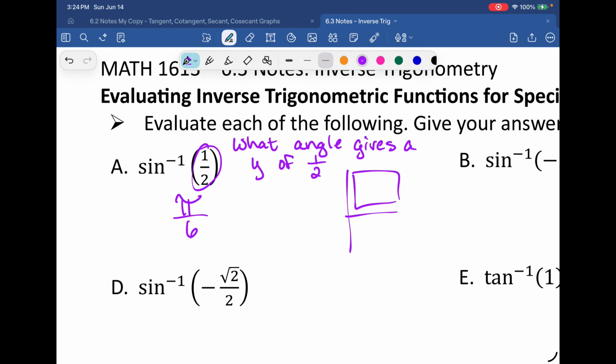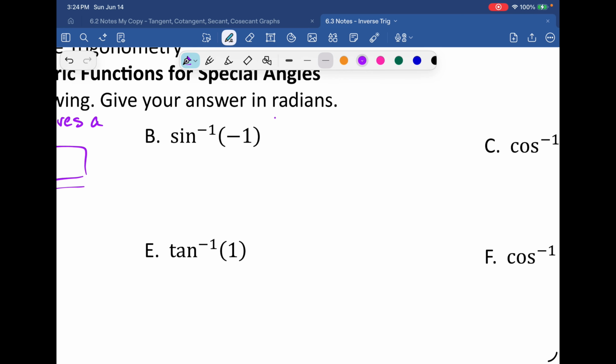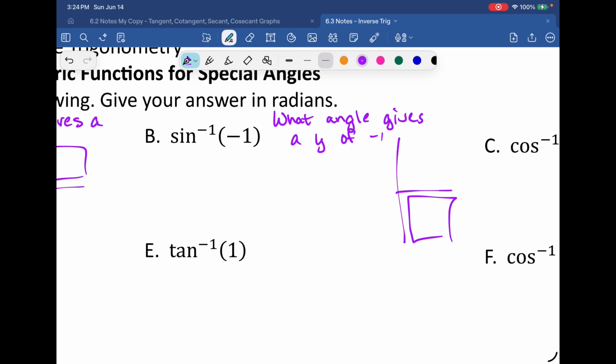Okay, inverse sine of -1. Again, this is what angle gives a y of -1. Again, consider that this is our graph here. And sine is negative in quadrant 4. Okay, well, our domain is from positive pi over 2 to negative pi over 2. So the angle between positive pi over 2 and negative pi over 2 that produces a y value of -1 is negative pi over 2.